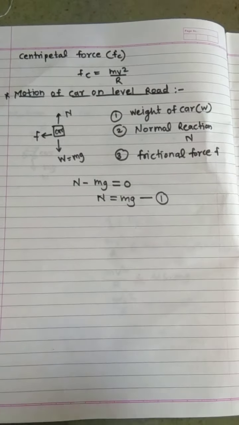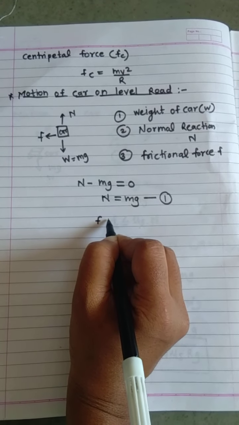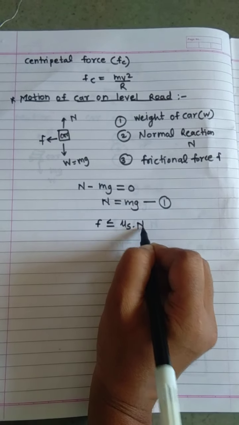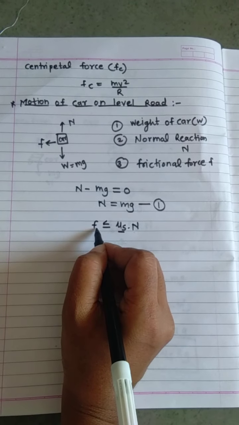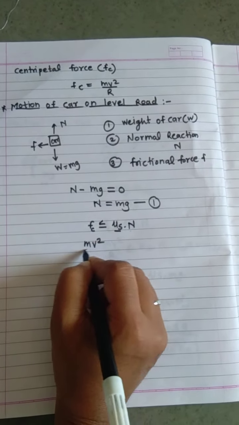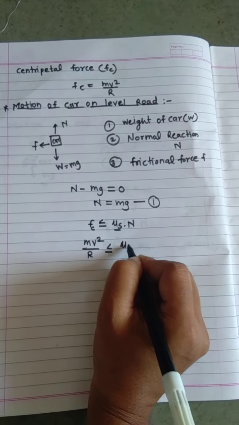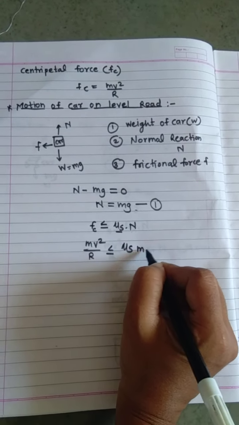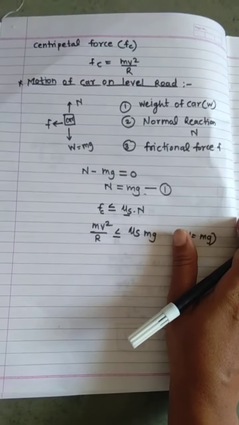So we can write the equation related to mu s, N and F. What is this equation? F is less than or equal to mu s into N, where mu s stands for the coefficient of static friction, N stands for mg, and F is the centripetal force, that is nothing but mv square upon r. So mv square upon r is less than or equal to mu s, the coefficient of static friction, into N, and N is equal to mg. So we have got this equation.